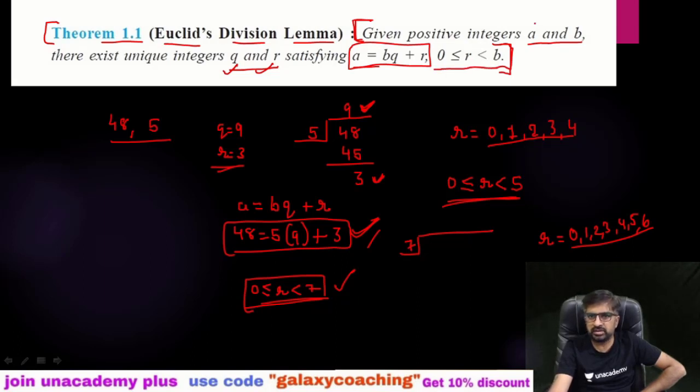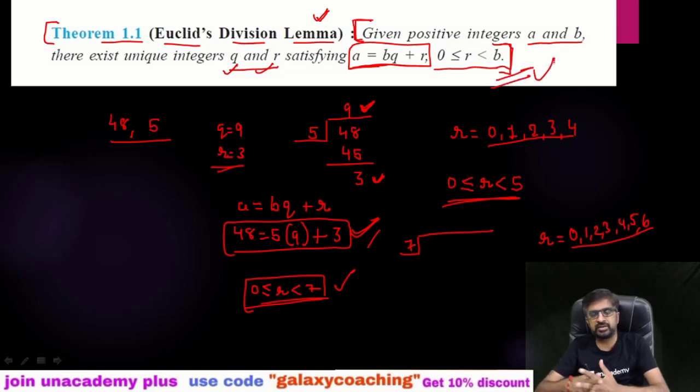So this is the form of Euclid's division lemma, guys: given positive integers a and b, from these two you will get q and r, and you can write this in this structure or form, where your remainder is greater than or equal to 0 but less than b. So this is Euclid's division lemma, guys.